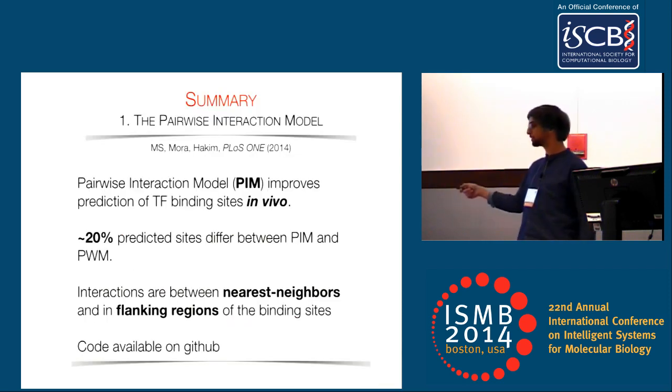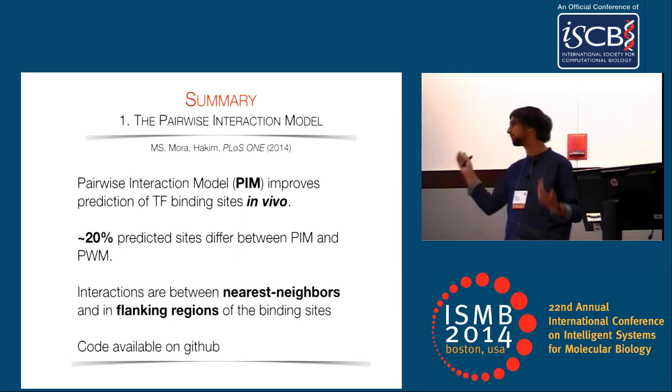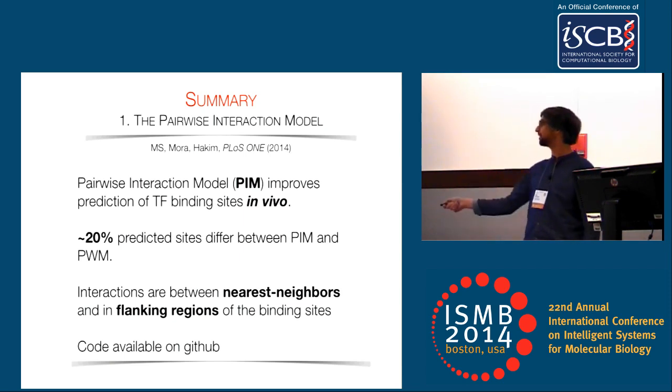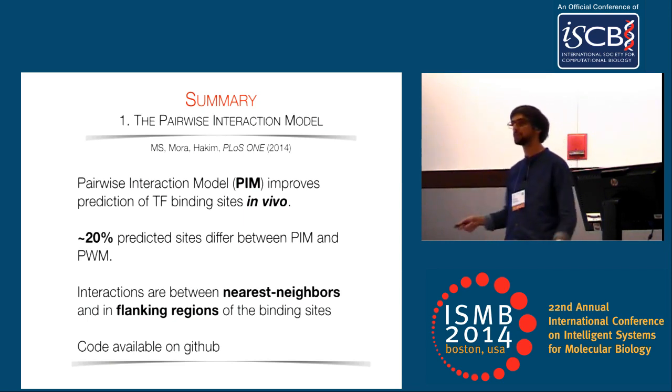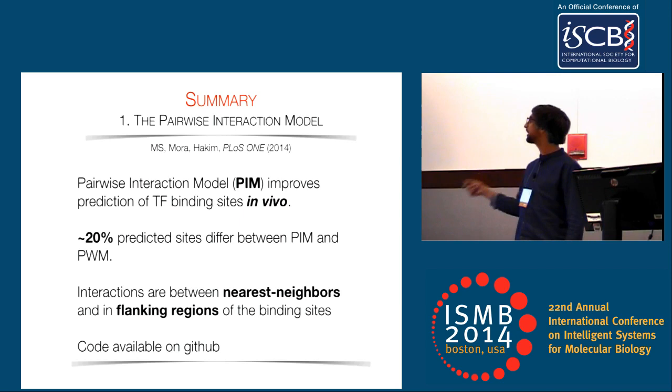So this is the first part. Basically, this new model, the PIM, allows us to improve, compared to the PWM, the prediction of binding sites in vivo. You can have substantial differences in predictions, and we observe nearest neighbor interactions, mainly in the flanking regions of the binding sites, around the core of maybe 6 base pairs. And the source code is available on GitHub, so please use it and compare it to whatever method you like. Okay, and this is published in PLOS ONE recently.